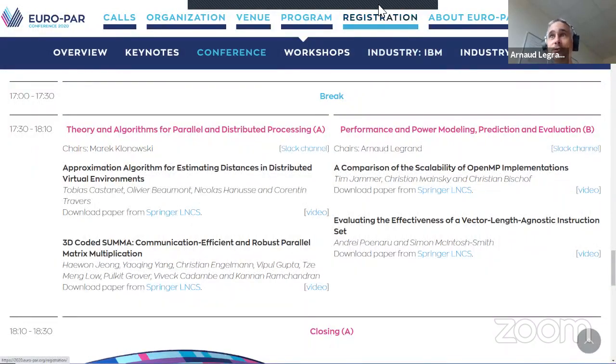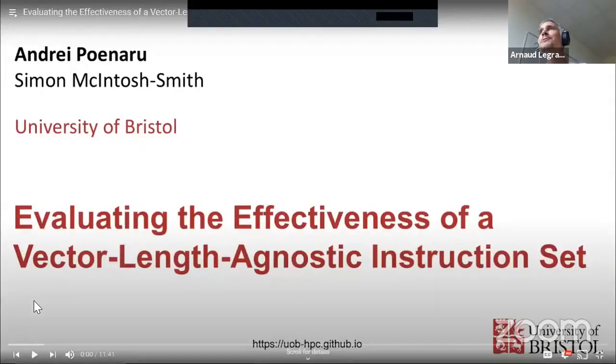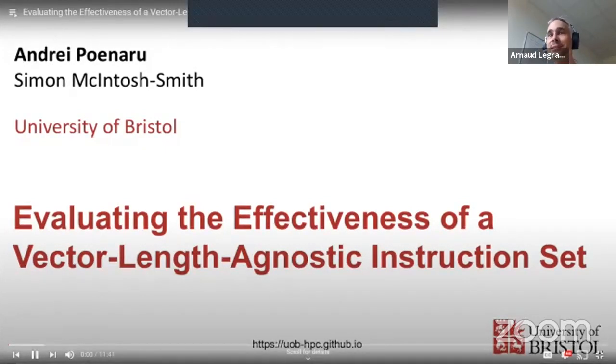Let's move to the last presentation of this conference. It will be given by Andrei Poenaro from University of Bristol. And so the last talk will be on evaluating the effectiveness of a vector length agnostic instruction set.